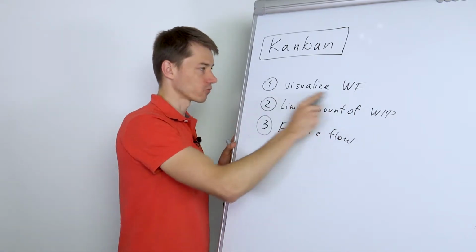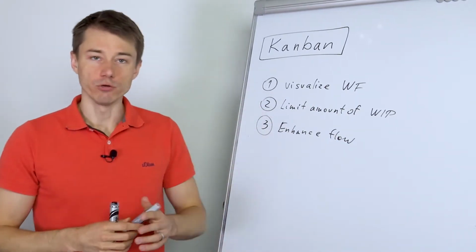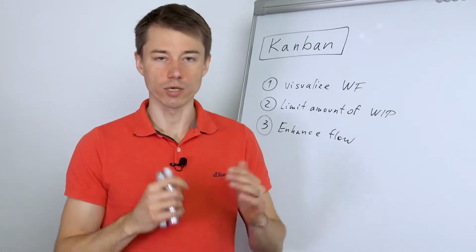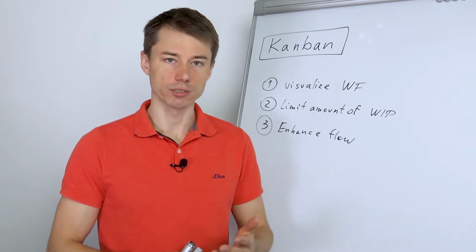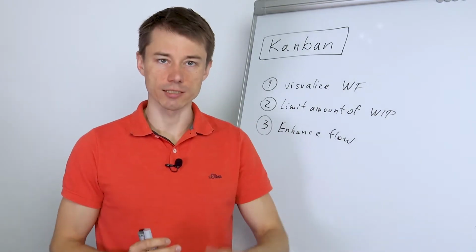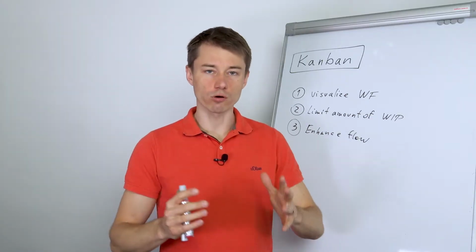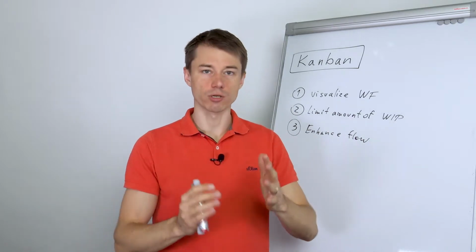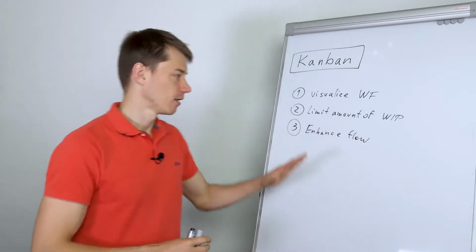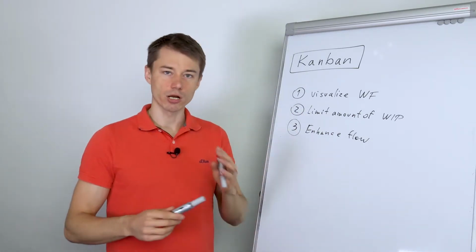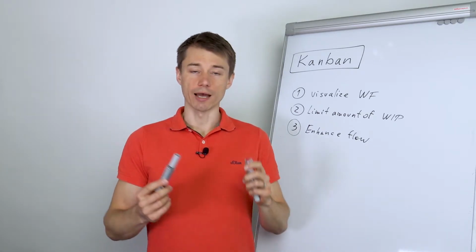So first, visualize workflow. Usually you have these standard task lists, right? You have, I don't know, Wunderlist, or you have Asana, or you have whatever, just with a list of tasks, and you cannot really see the workflow. You can see maybe the status, but you cannot really visualize the workflow because it's just a list of tasks. With Kanban, they visualize the workflow, and maybe I can share with you one of the examples.